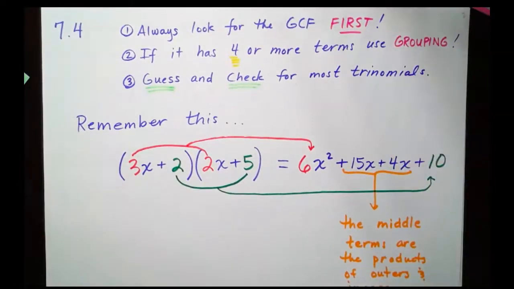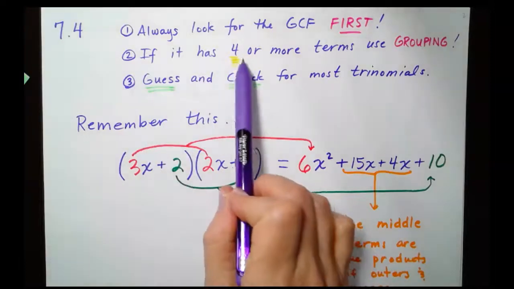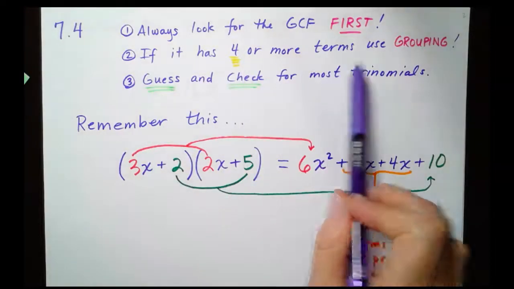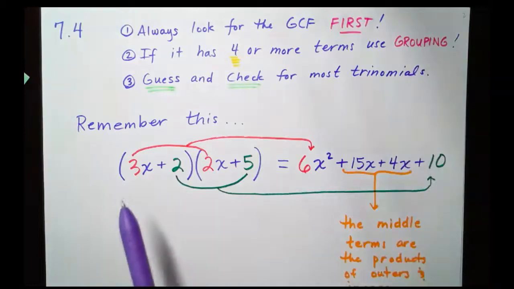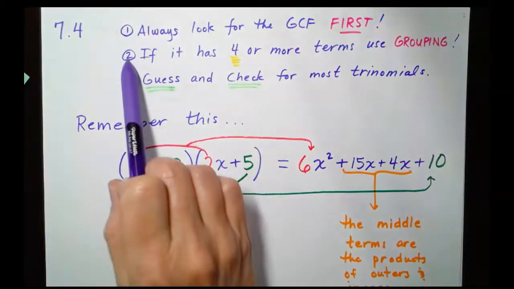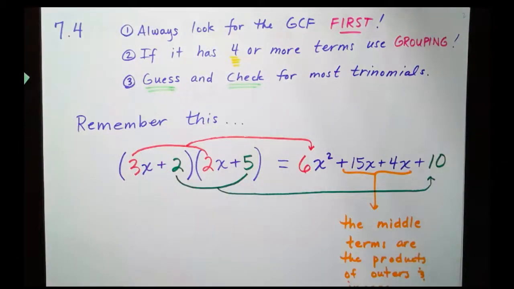So, just what I said a few minutes ago. Always look for the GCF first. We are always going to try to find a GCF if possible, because that makes the numbers smaller. And if a polynomial has 4 or more terms, we are going to factor by grouping. So if neither of those are options, then we're going to guess and check. And we guess and check for most trinomials.